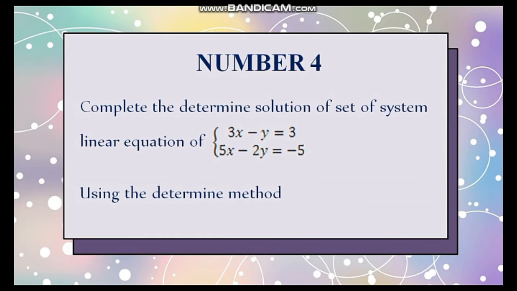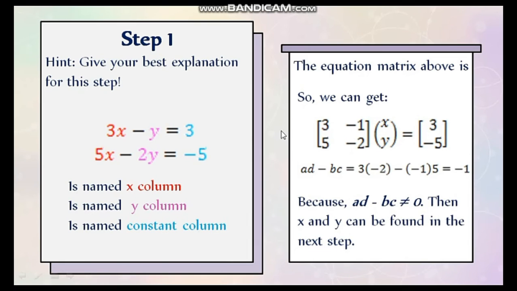Next, number 4. Determine the solution set of the system of linear equations 3x minus y equals 3 and 5x minus 2y equals minus 5, using the determinant method. Step 1.